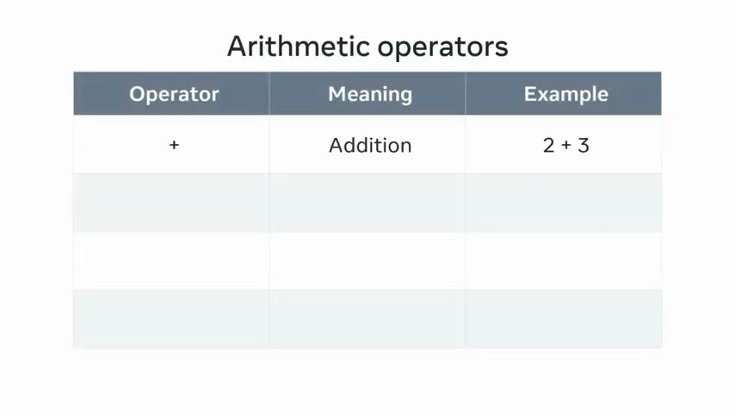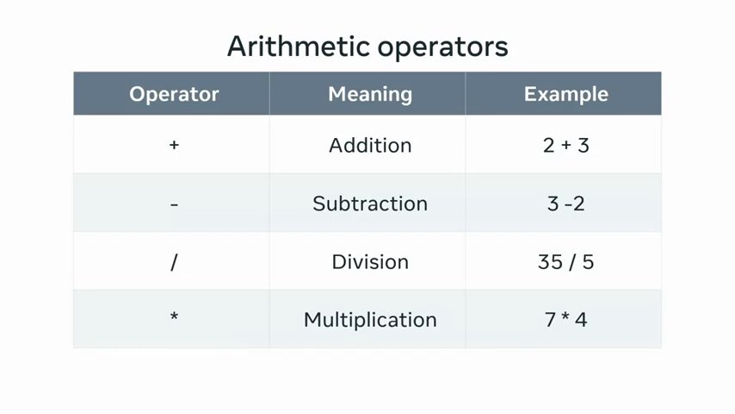First, let's start with the assignment operators which you can use to perform simple arithmetic. For example, to add two numbers, you can use the addition operator, which is represented by the plus symbol. If you want to subtract values, use the minus operator, which is represented by the hyphen symbol. If you want to perform division, for example, 35 divided by 5, use the division operator, which is represented by the /. Finally, to multiply numbers, use the multiplication operator, which is represented by the star symbol.